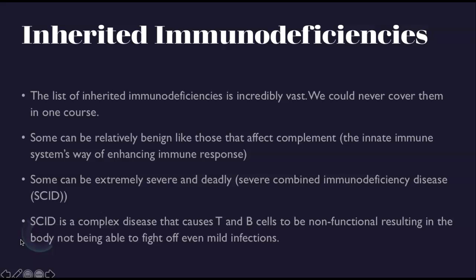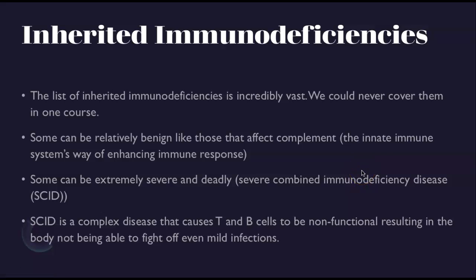But of course, these are inherited, so they're passed down through genetics from the mother and the father, and some can be relatively benign, like those that affect the complement system, which is basically your innate immune system's way of enhancing immune response. But some can be extremely severe and deadly, like severe combined immunodeficiency disease, or SCID. SCID is a complex disease, and basically it causes your T and B cells to be non-functional, and it results in your body not being able to fight off even mild infections.